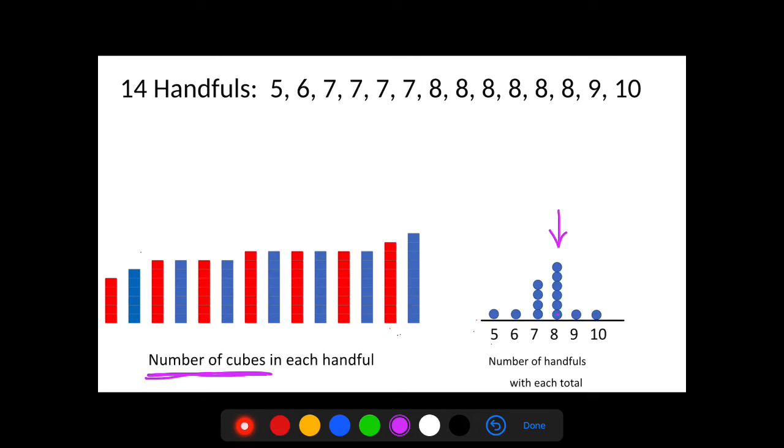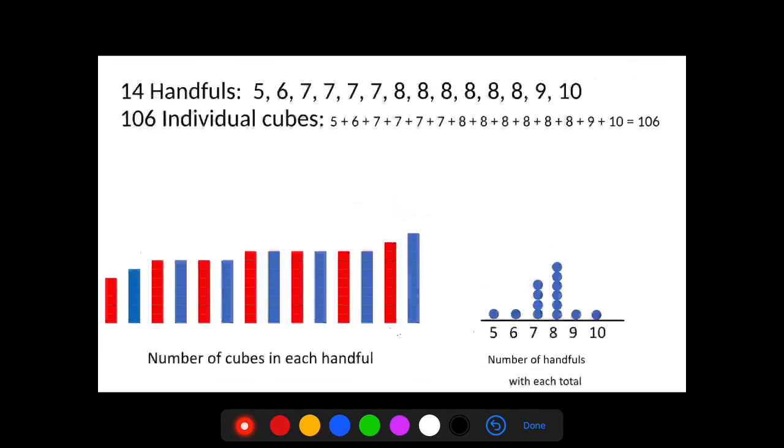So this is not 1, 2, 3, 4, 5, 6 cubes. This is 6 handfuls or 6 data points. And this should be clear because we never had a handful with just 1 cube in it. Instead, we had 1 handful that contained 5 cubes. A subtle difference, but it's easy to get confused where the height in one side is the number of cubes and the height in the other side is the number of handfuls.